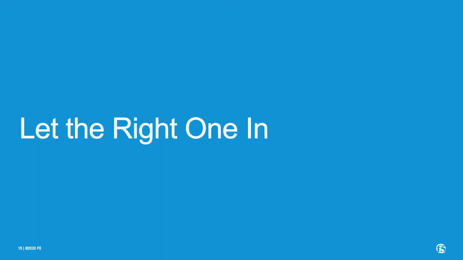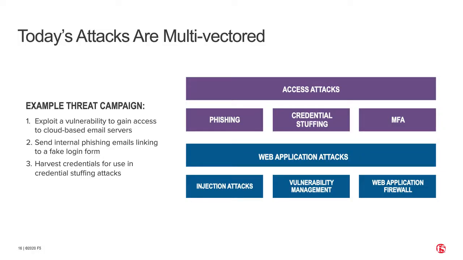So we're going to shift into our next category, let the right one in. What do we mean by that? Well, attacks are generally multifaceted. It's very rare that we'll get a successful data breach that's just through exploiting one particular vulnerability or one particular attack type. And what we see is increasingly authentication-based attacks are quite often the first point of call or used somewhere in the attack chain.